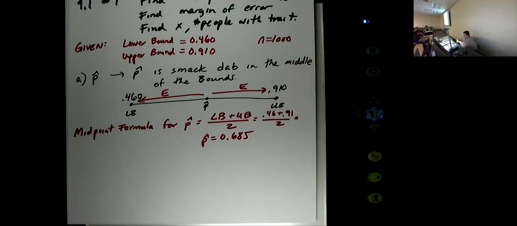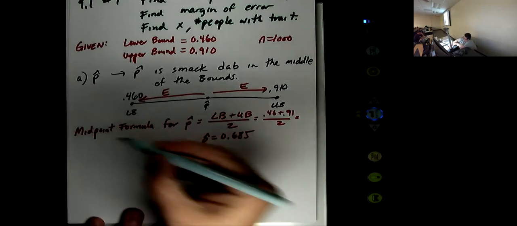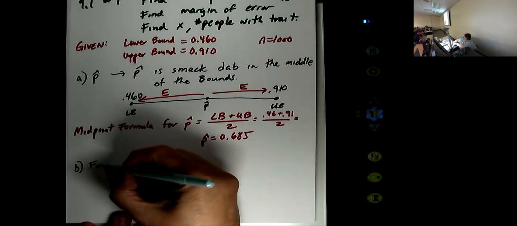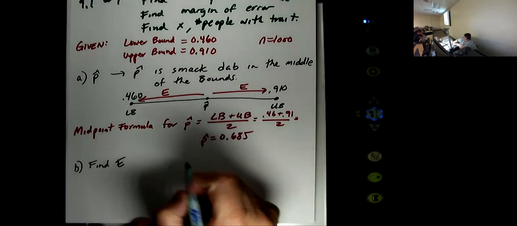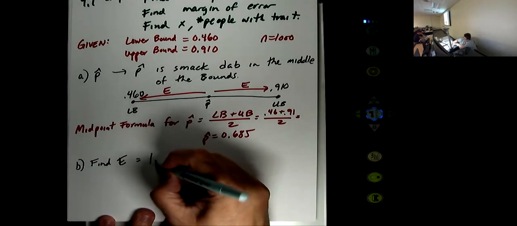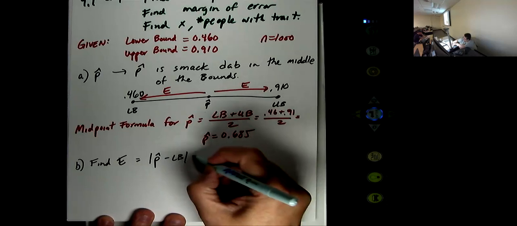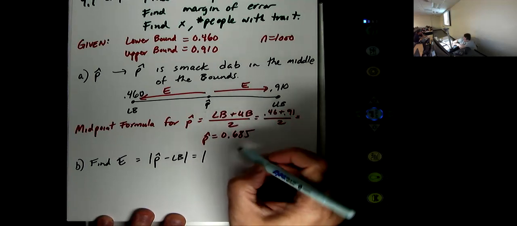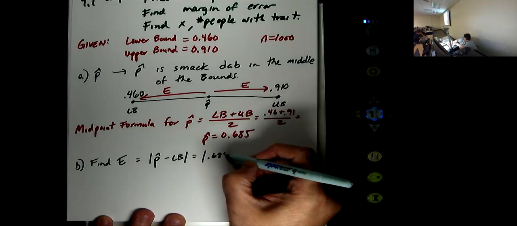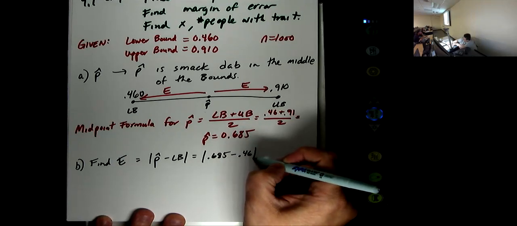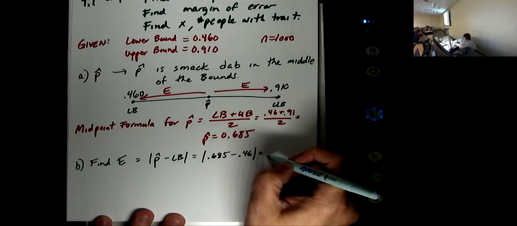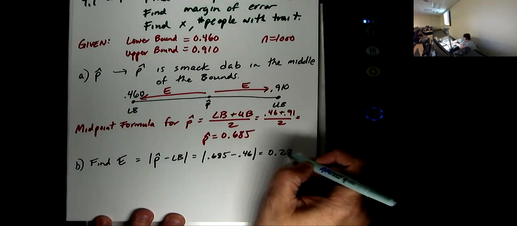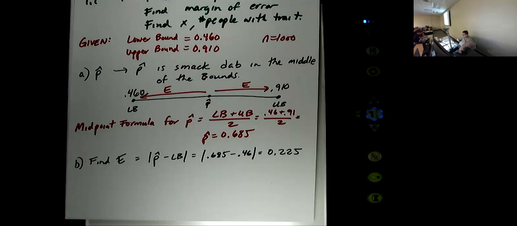You guys ready? Okay, she's done writing. Part B. Find the margin of error, which is E. We said we could either do p hat minus the lower bound or upper bound. I think the lower bound is the easiest one to do because then I don't actually need the absolute value signs. This is 0.685 minus 0.46. And I'm getting 0.225. Yeah, 0.225.